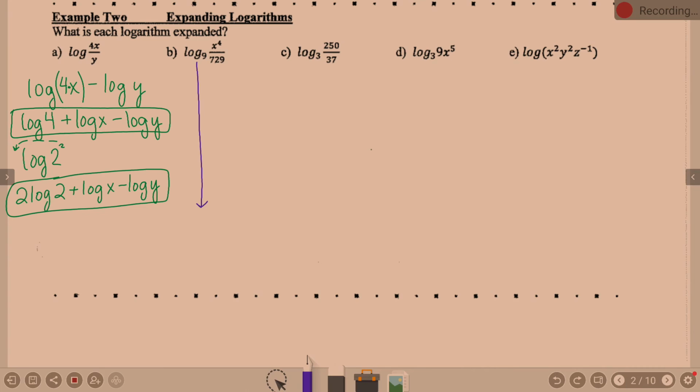Okay, guys, example B. Log base 9 of x to the 4th over 729. Start with the obvious. What's the obvious? Okay. We see division. So we're going to take one log with division and rewrite it as 2 logs being subtracted. Log base 9 of x to the 4th minus log base 9 of 729.